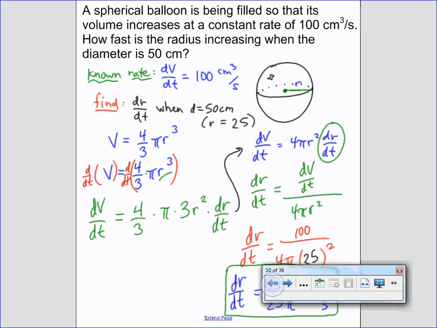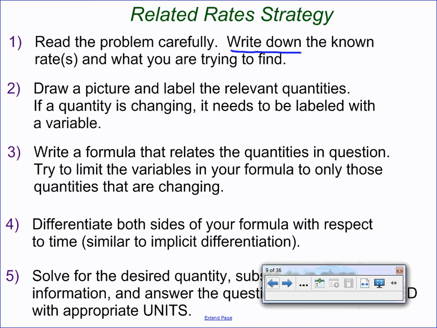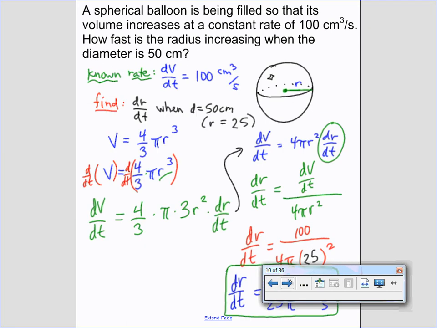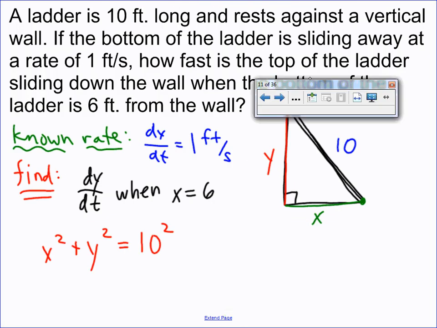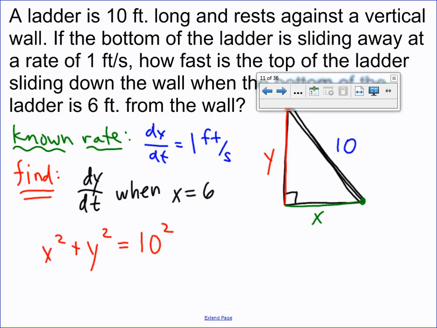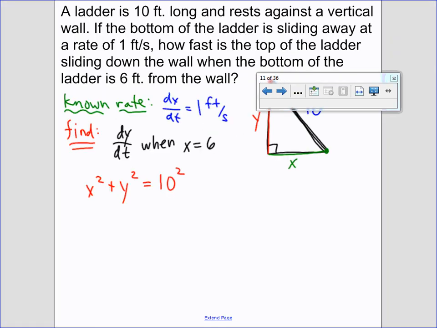Step 4. We're now ready to differentiate both sides with respect to time. So we're going to differentiate both sides with respect to time. And this now looks like Michaela and Jackie's experiment, doesn't it? So we'll differentiate both sides with respect to time. The derivative with respect to time of x squared is 2x dx dt. There's our rate.